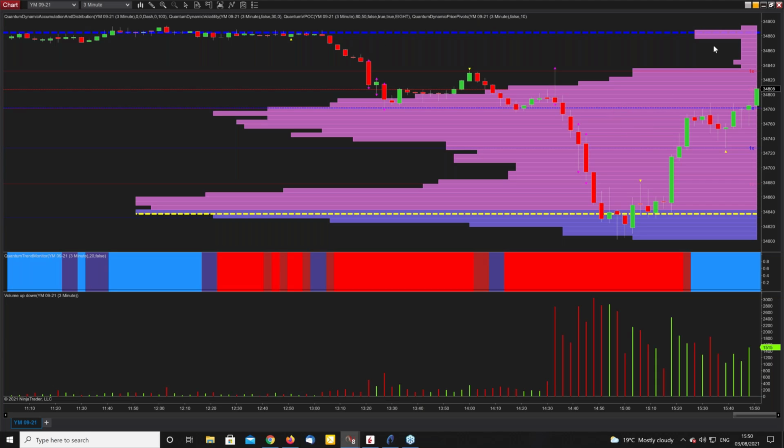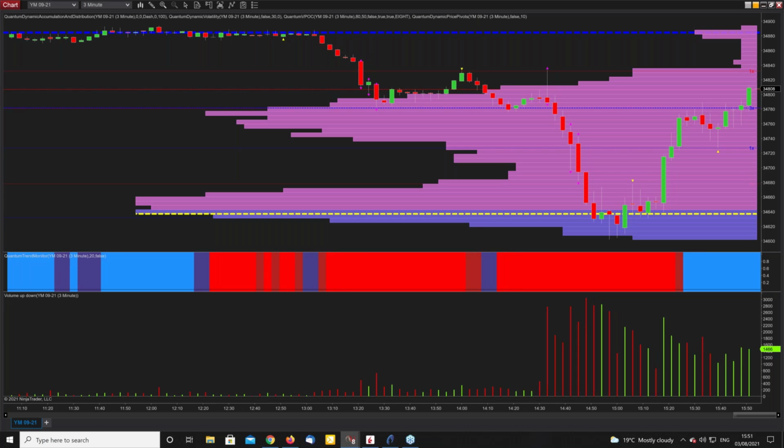On to 3 minute. Again, pretty self-explanatory. What have we got in terms of price-based resistance? Very little, actually. We've got one here at 1. We've got one here at 2, which is literally just being tested now. Trend monitor is nice and blue, which is great.